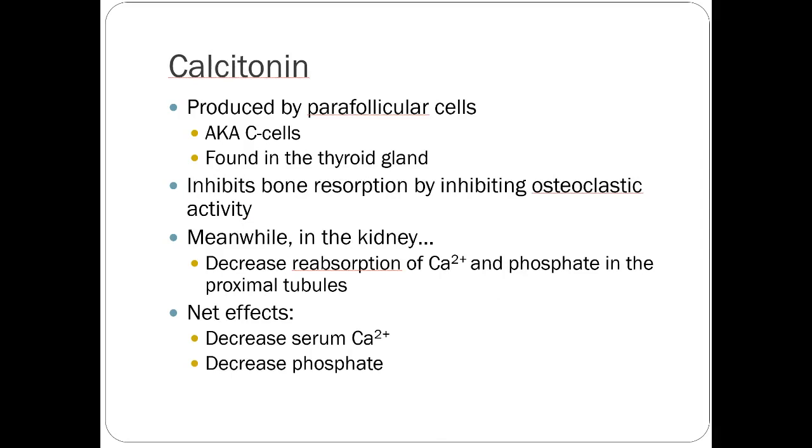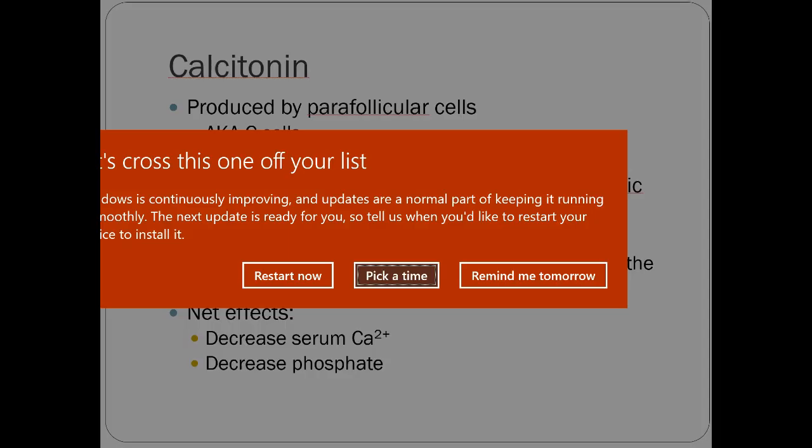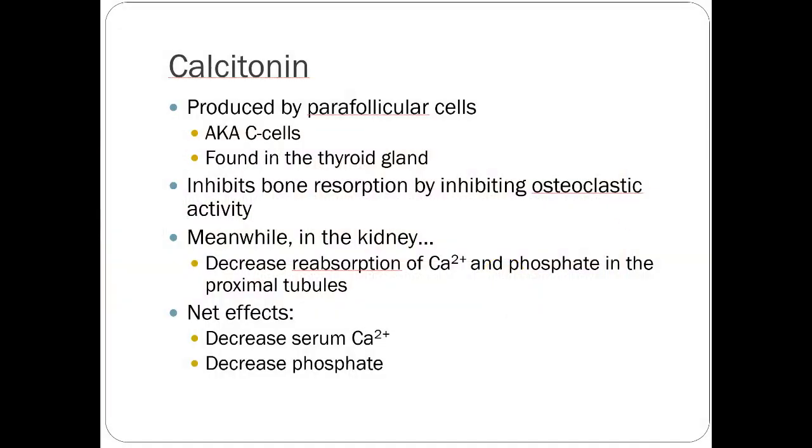Calcitonin is found in the thyroid gland. Let's do that tomorrow. It inhibits bone resorption by inhibiting osteoclastic activity, and then it has some effects in the kidney. Your net effect is going to decrease serum calcium, or calcium, calcium 2 plus, calcium ion.